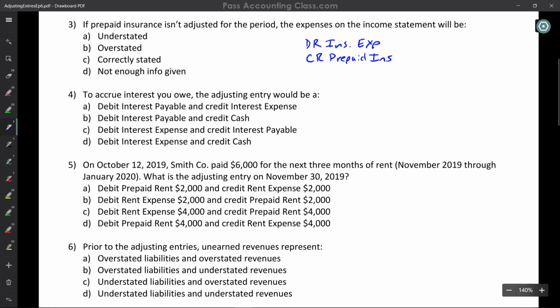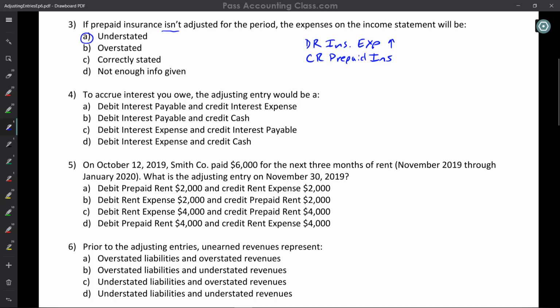And so now what they're saying is if this journal entry isn't recorded, what does that do to our expenses? Well, our expenses in this instance are going up because we debited expenses to increase the balance of an expense account. We debit it. But if we don't do the transaction, that means that our expenses are going to be understated. So the answer here is going to be A.